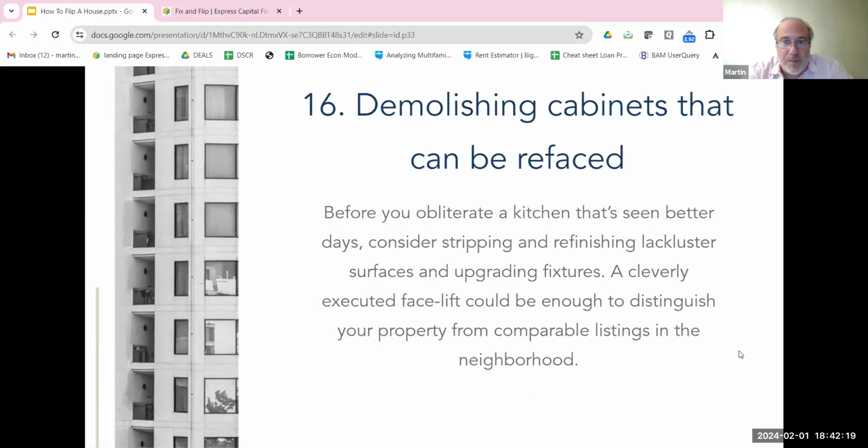Demolishing cabinets that can be refaced. Remember again, don't just leave it to your contractor's choice and design and thoughts. It's good to get his ideas, but I also go with getting a second, third, or fourth guy to give you ideas, and think about them. But basically, sometimes it's okay to reface cabinets and spend X amount of dollars less, because if it's executed and done right, it could look like a brand new, luxurious kitchen.